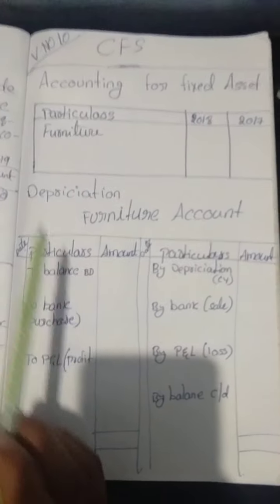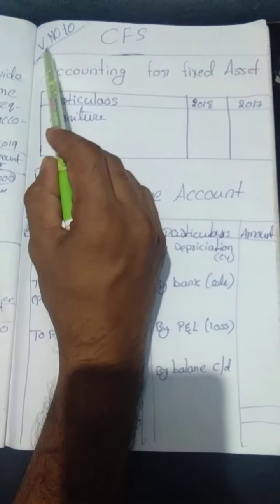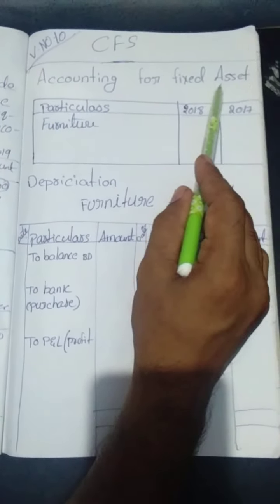Good evening. Today we will see the cash flow statement, video number 10, accounting for fixed assets.